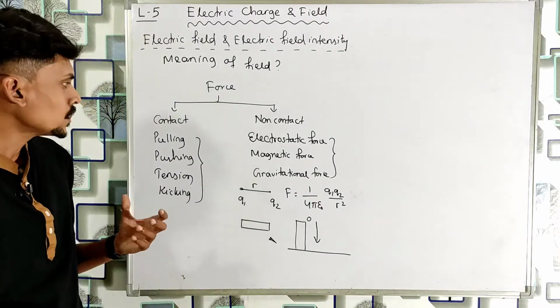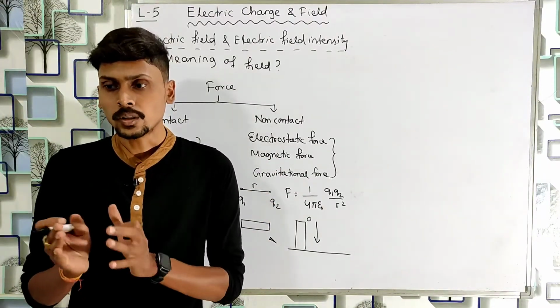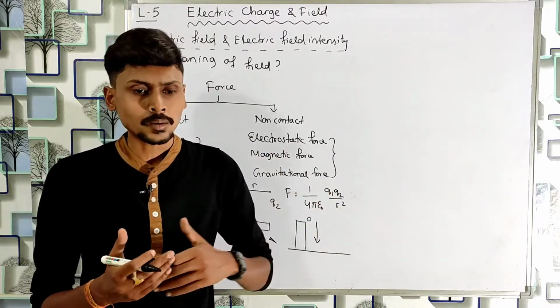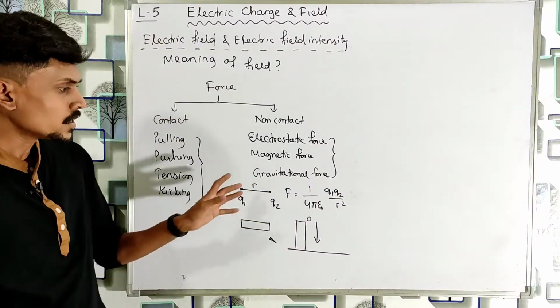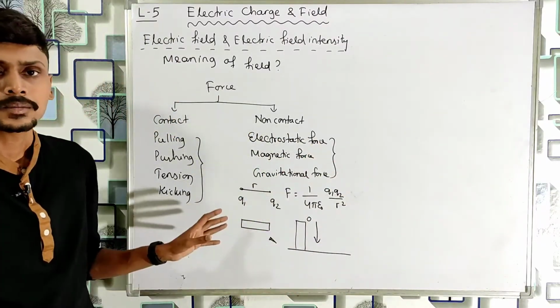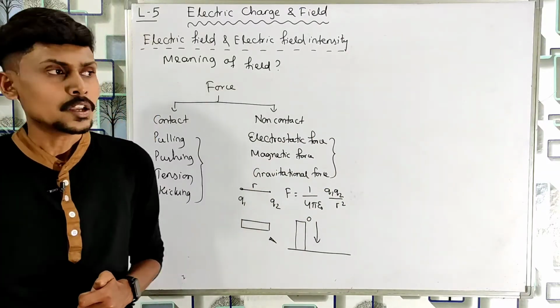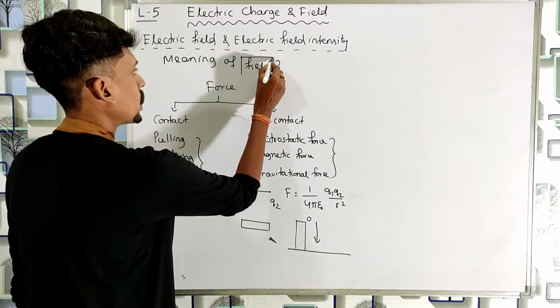Now the question is, in case of contact force, there is physical contact between the interacting bodies. That's why the force is transferred to the object. But here there is no physical contact. Then how does the force get transferred? That is the main question. The answer to this question lies in the term field.